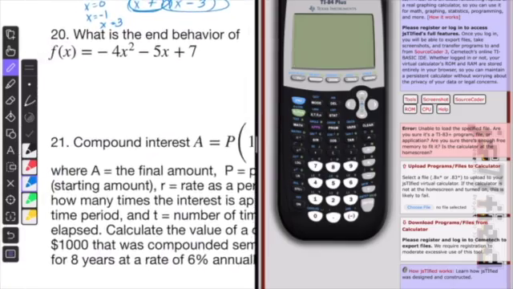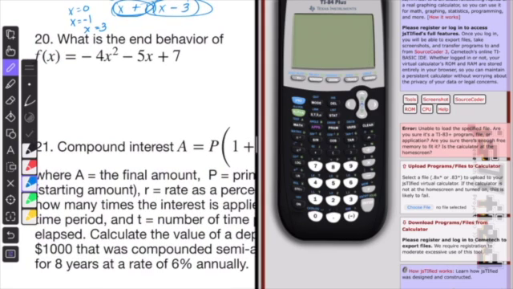Number 20, what is the end behavior of this? So for this guy, I'm just going to graph him. And my calculator went dead. So I'll show you what he'll look like. And I don't care so much about the shape of it. We just need a general idea.